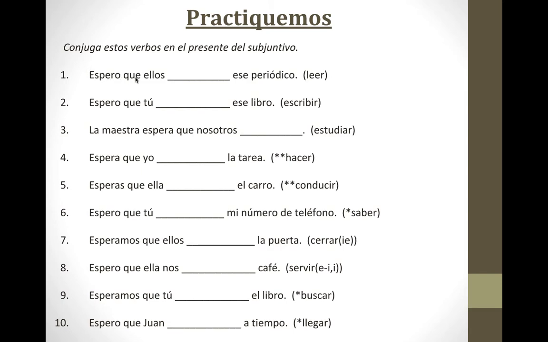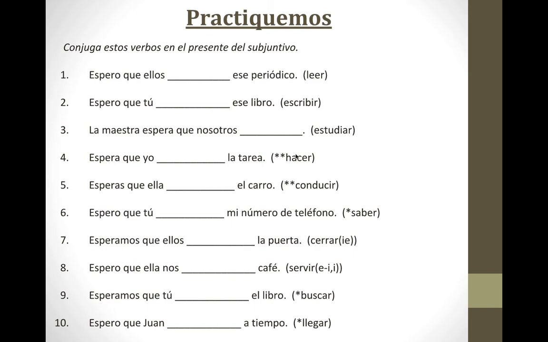Okay, so number 1 we'll do together, and then I'm going to have you pause me. It translates to, I hope that they read this newspaper. Okay, we're going to take leer, go to the yo form, leo. Step 2, drop the o. And step 3, add the opposite present tense ending. You would get lean, L-E-A-N.